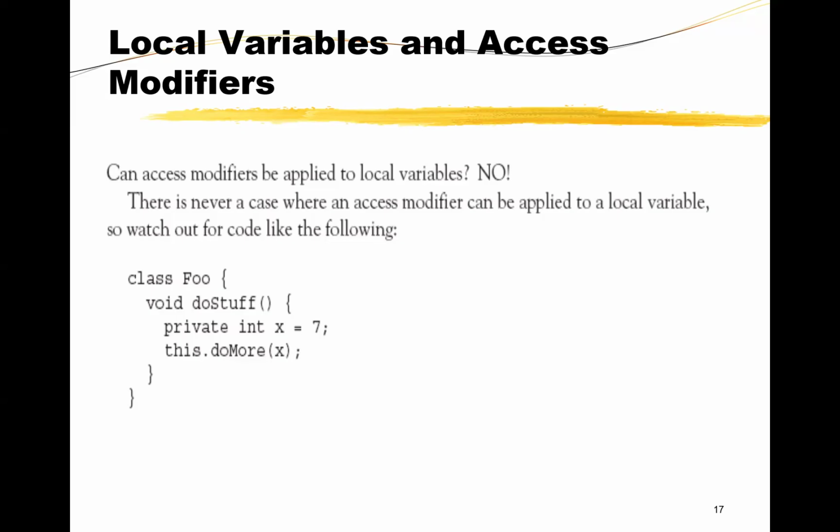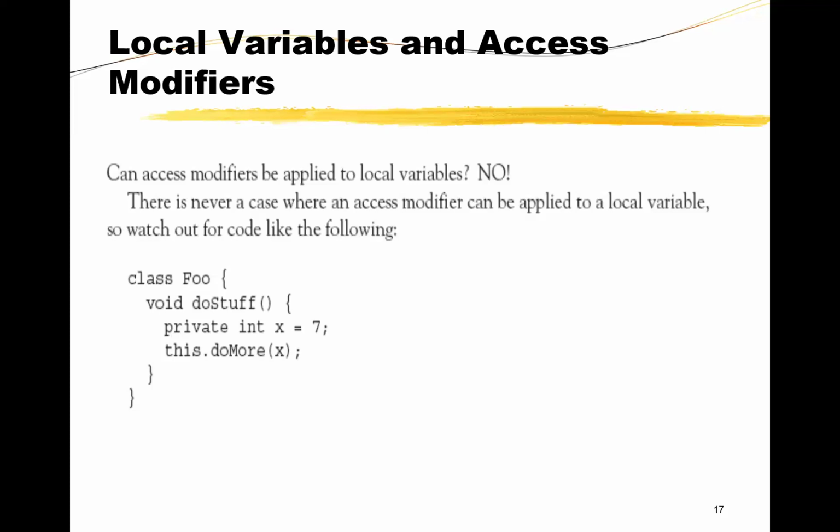Now a class can be defined only with default and public access. Variables and methods can be defined only with public, private, default, protected. Public means anyone can access. Default means only package level access. Protected means package level plus through inheritance, even from outside the package. And private means only within the class.